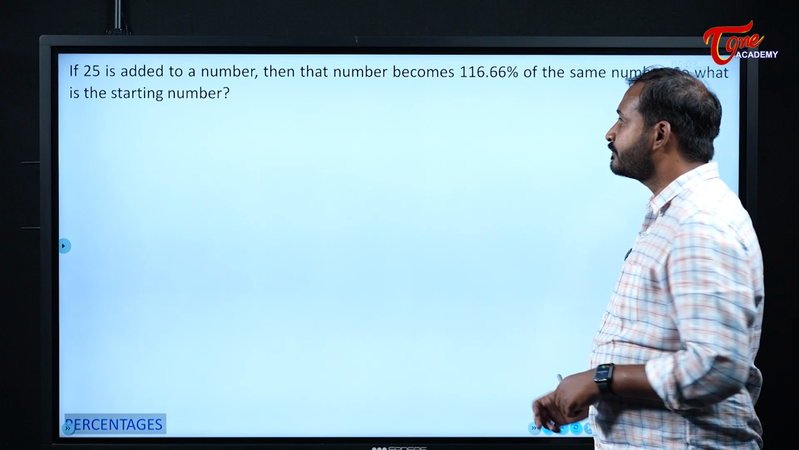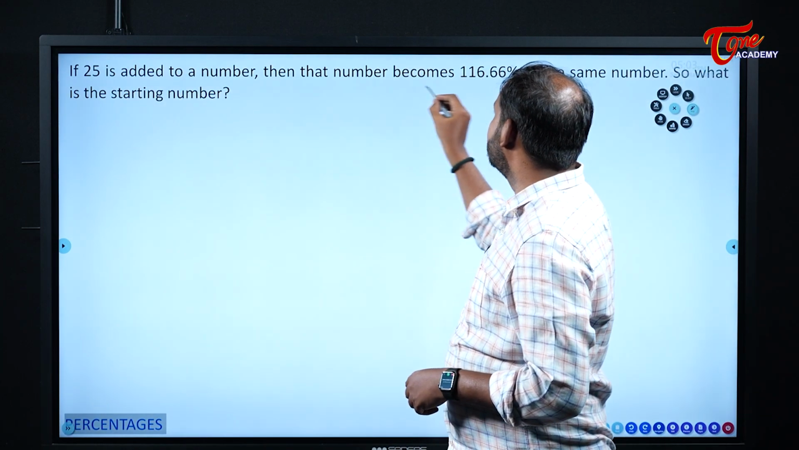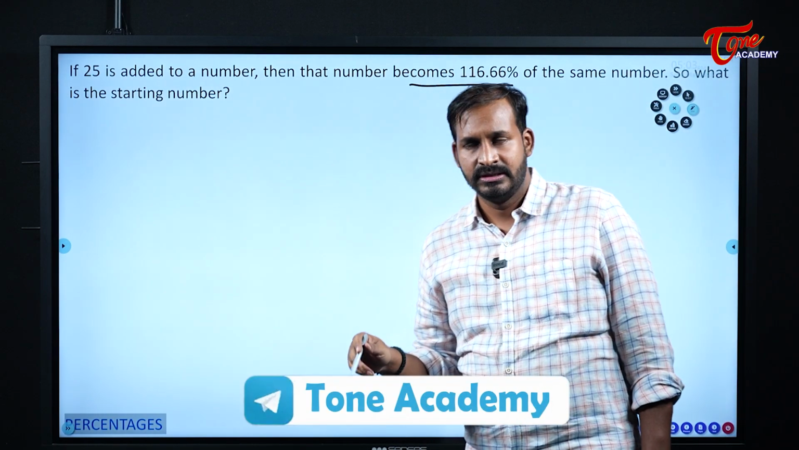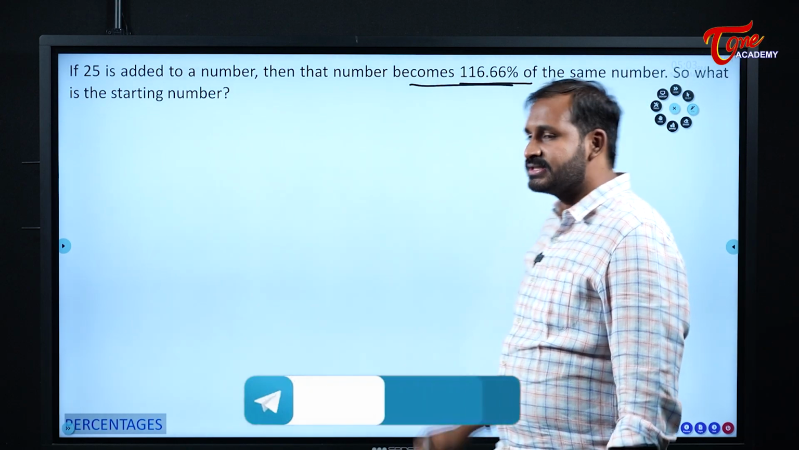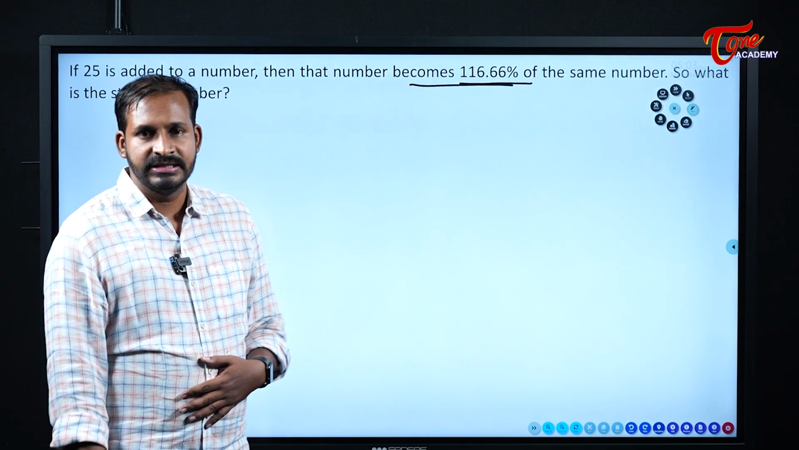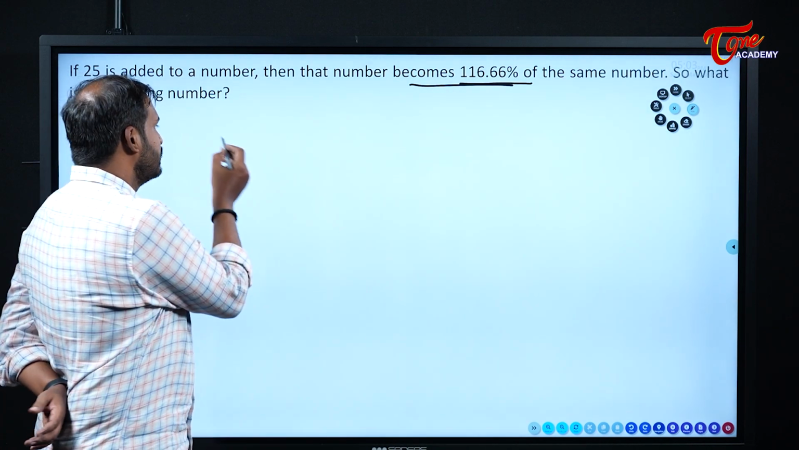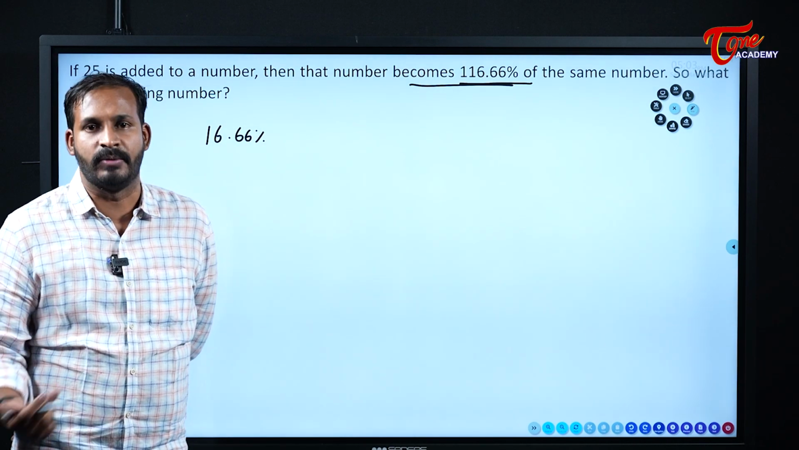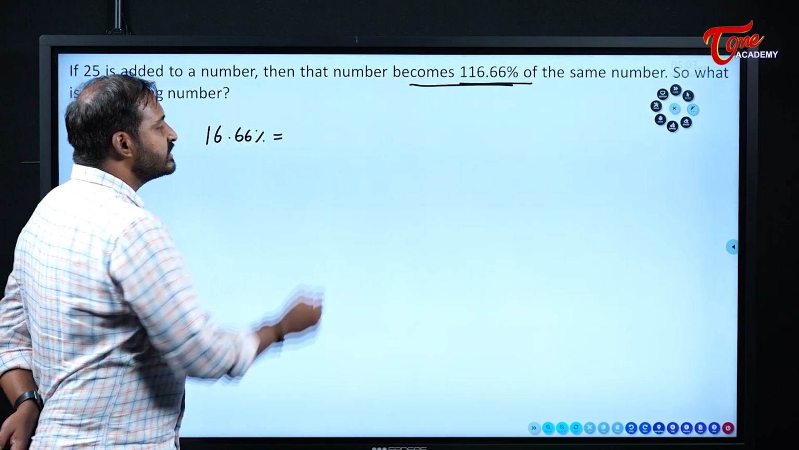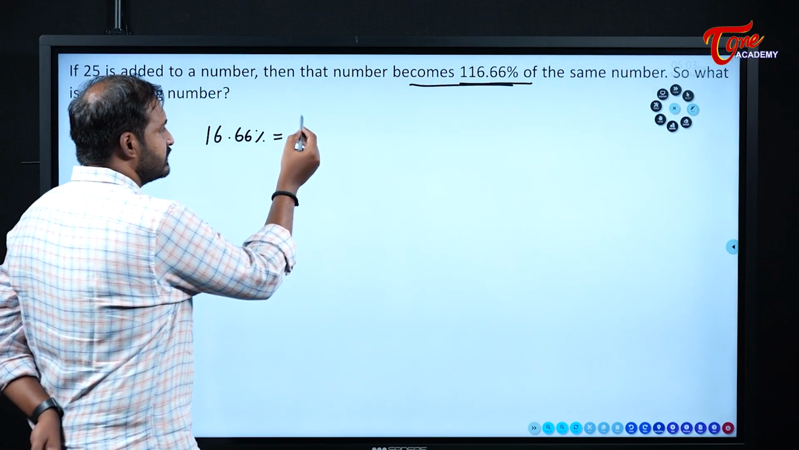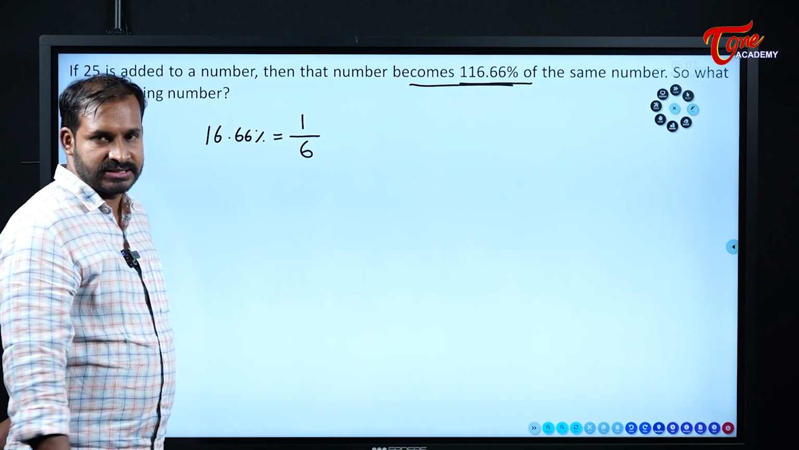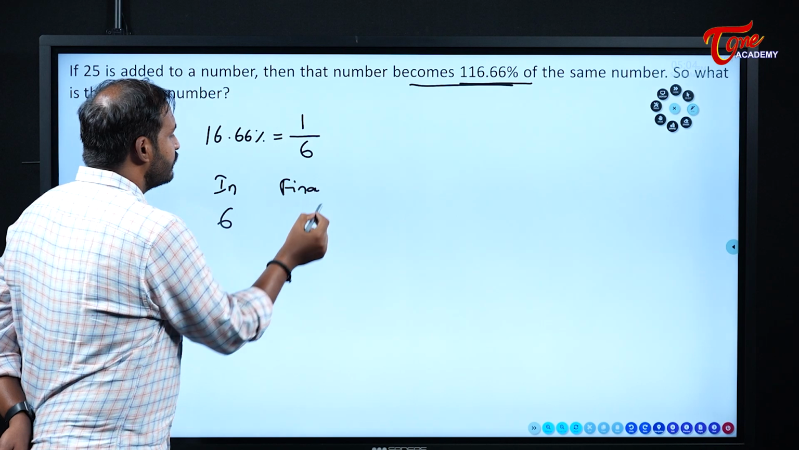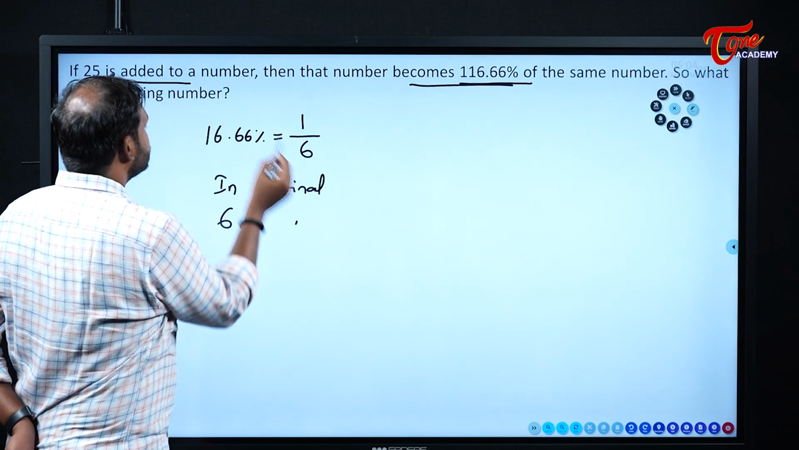Okay, next. If 25 is added to a number, then that number becomes 116.66% of the same number. So, what is the starting number? Now, see here, 116.66% of the same number, how much is it increased? 16.66%. So, it is increased by 16.66%. 16.66 is nothing but 16 2 by 3. 100 contains how many 16 2 by 3s? 6. So, 1 by 6. So, what is my initial here? Initial will be 6. Final will be how much? 1 is added, right? So, final becomes how much?